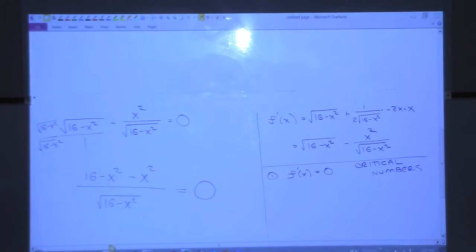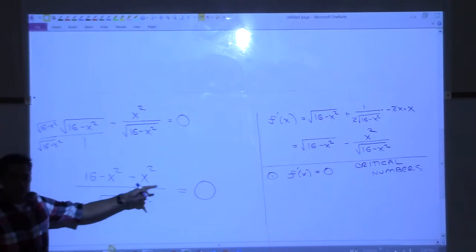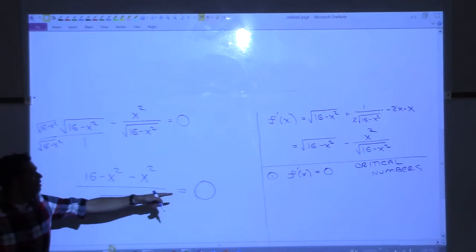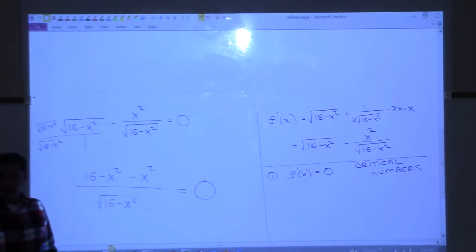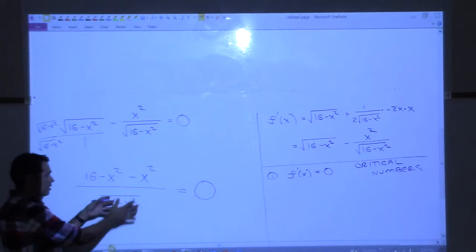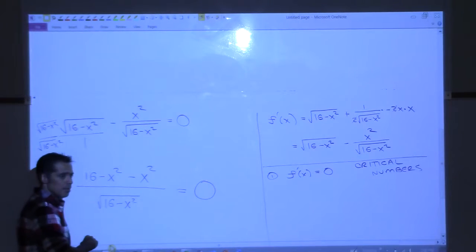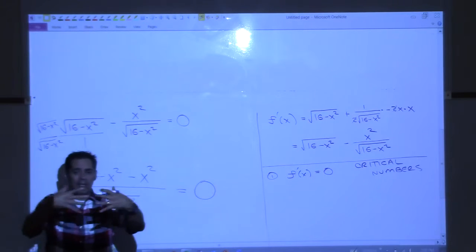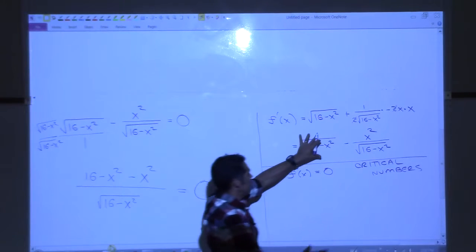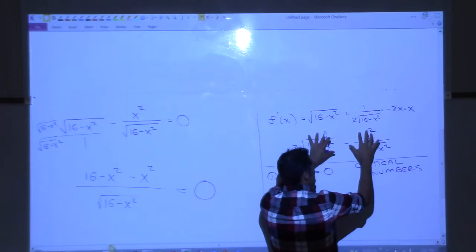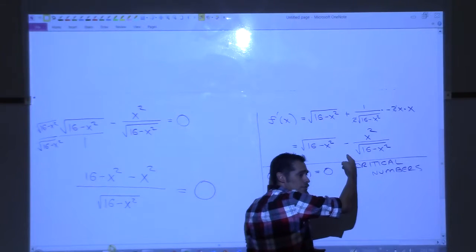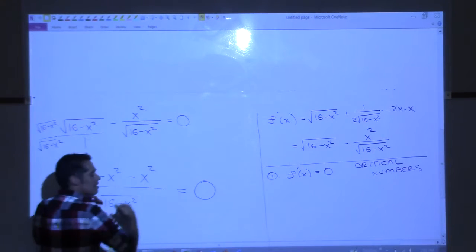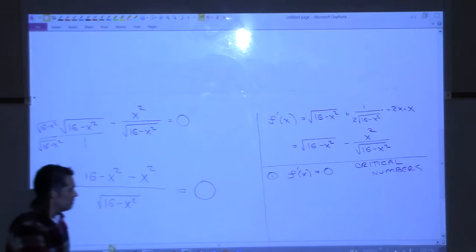And I talked about this last class, this very important thing to notice now. You have a fraction equals 0. A fraction equals 0. So the only time that can happen is if the numerator is 0. So all I have to do now is ignore the denominator and just look at the top and set it to 0. That's the whole reason we put them together. When we're at this point, you cannot just set the top to 0 because it's not a single fraction. When you get it to a single fraction, then you can set the top to 0.